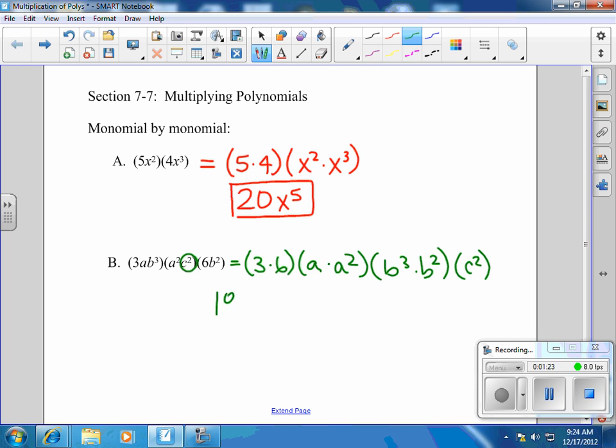3 times 6 will give me 18. A times a squared gives me a cubed. We end up with 5 b's and just 2 c's, and we're done.